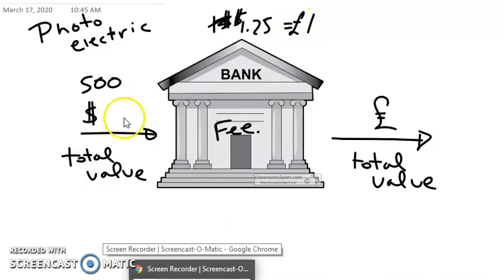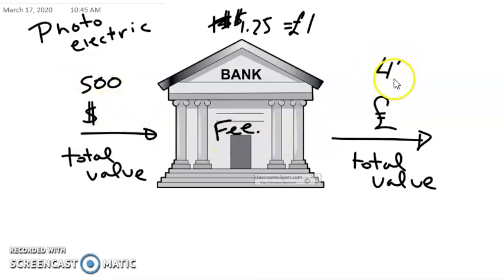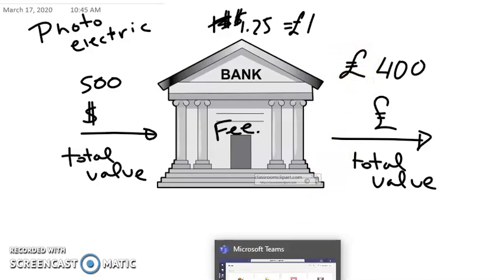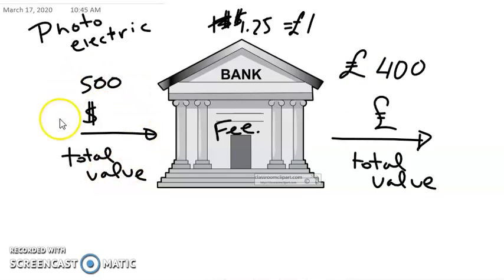Then you would expect that if you put in $500 you'd get 400 pounds of value, because that would be the same exchange rate. However, instead of putting in 500 and getting 400 pounds back, they give you 380 pounds of value. They've taken 20 pounds as the fee. With the photoelectric effect, this is very similar, but it is in fact different.